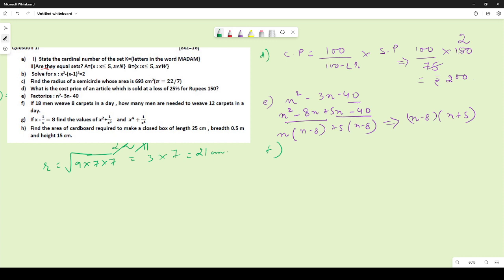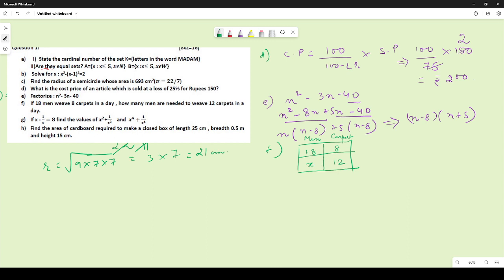If 18 men weave 8 carpets in a day, how many more men are needed to weave 12 carpets in a day? How many men are needed to weave 12 carpets in a day? अभी यहाँ पर बहुत लोगों ने इसको इनवर्स वेरिएशन बना दिया, जबकि ये डायरेक्ट वेरिएशन है, राइट? So you have the men and you have the carpets. So 18 men weave 8 carpets. So how many men will weave 12 carpets?